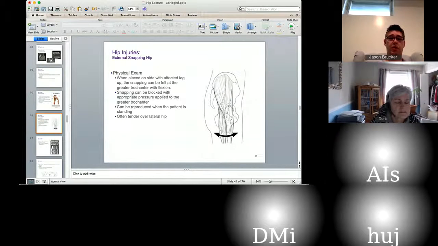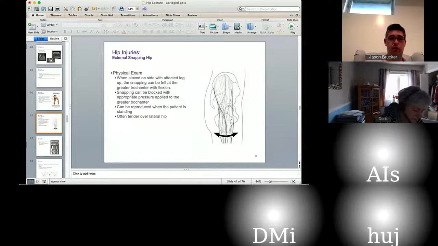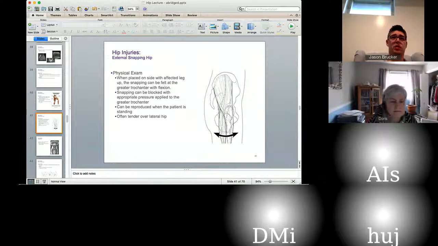A lot of times, there will be trochanteric bursitis, and it can be misdiagnosed. So it is appropriate to palpate the area and reproduce the snapping with the patient in the lateral recumbent position and flexing the hip.